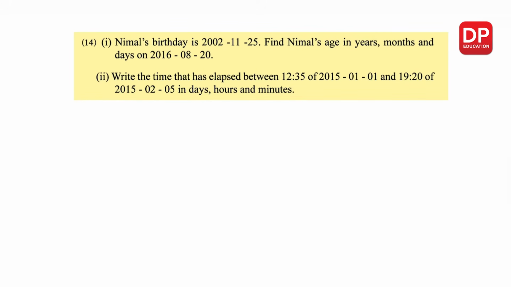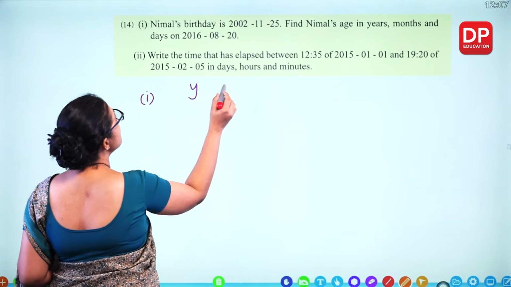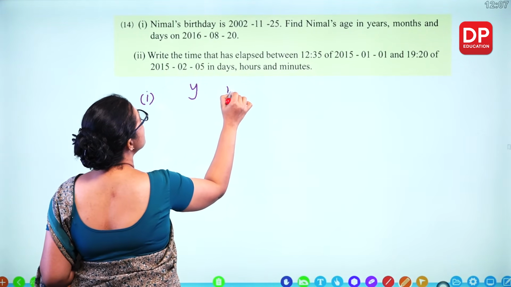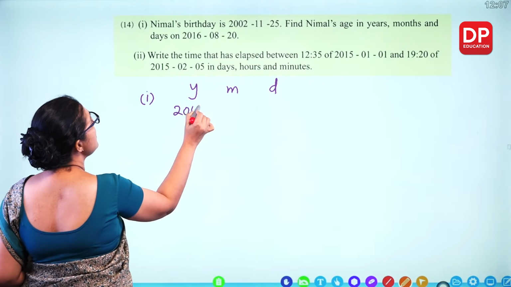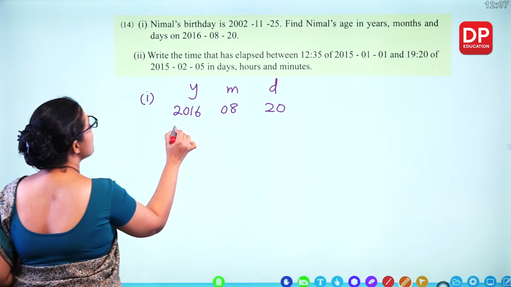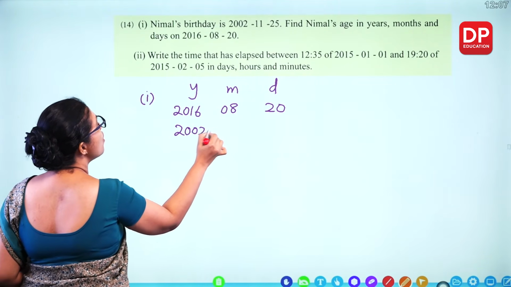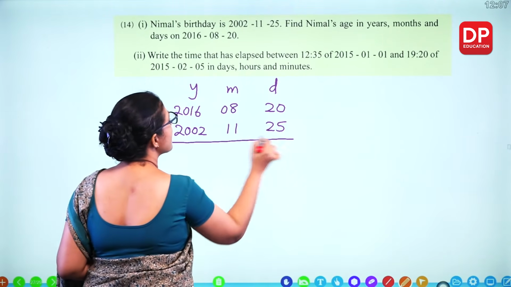Next one. Nima's birthday is 2002, 11/25. Find Nima's age in years, months and days on 2016, 8/20. So we can find out the difference: year, month, date. 2016, 8/20, and subtract 2002, 11/25. So when you subtract, what do you get?